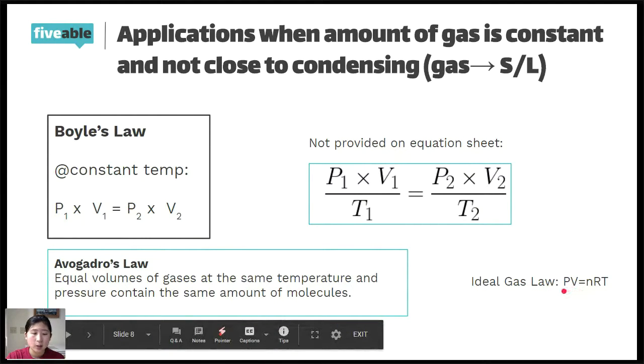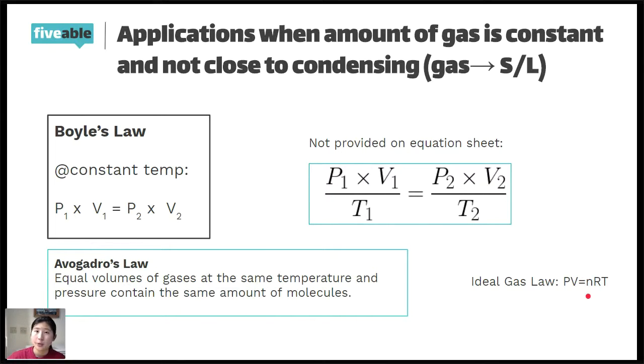If we have equal pressure, equal volume, and the same temperature, remember the R is always constant, so it's not going to be a bigger or smaller value. Then we know that the n is the same. It doesn't matter what gas we have: if we have the same pressure, same volume, and same temperature, we're going to have the same number of moles of gas.